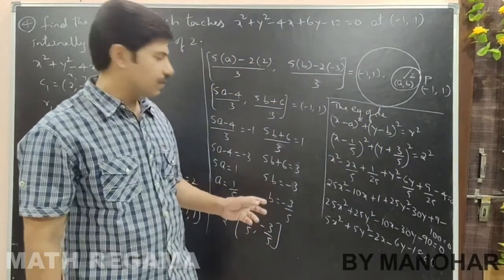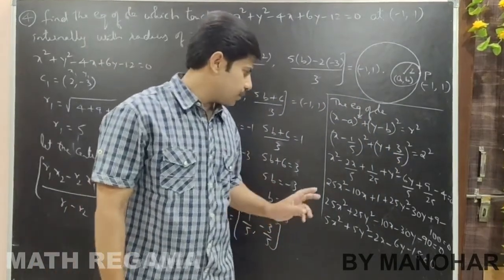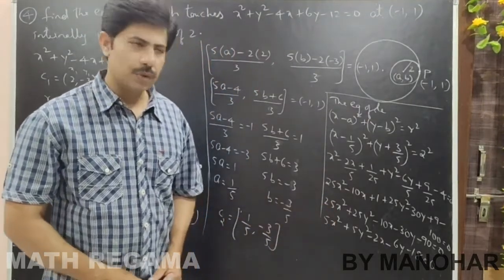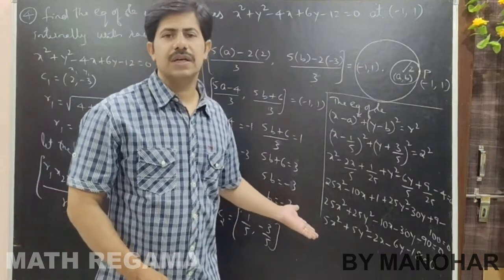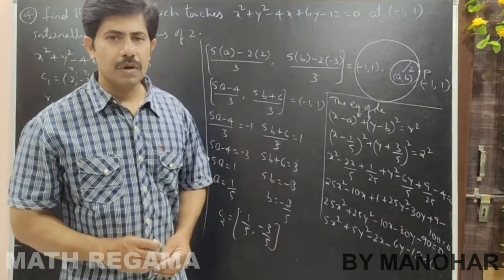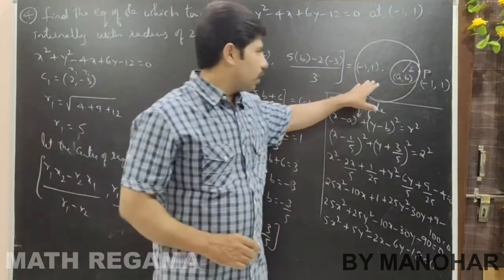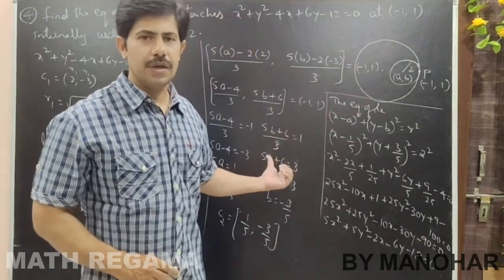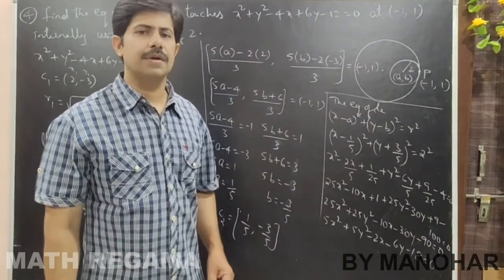So what is the equation of the circle? 5x square plus 5y square minus 2x plus 6y minus 18 is equal to 0 is the required equation of the circle. So this is also a very important problem. It carries 7 marks. Whenever you solve these types of problems, you have to draw the circle, locate the center and radius, and find out the equation. So this problem is complete.